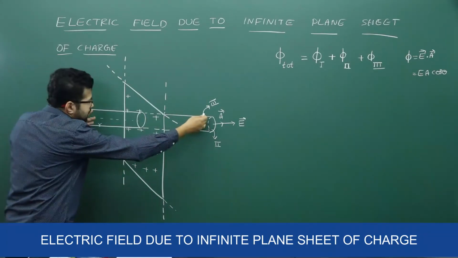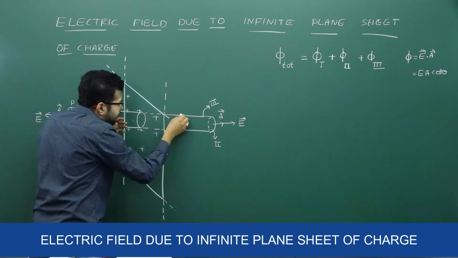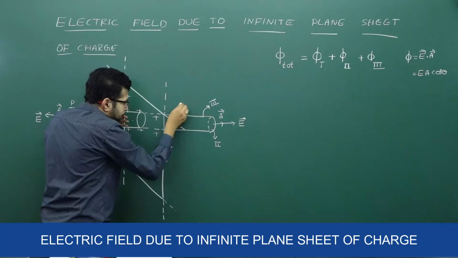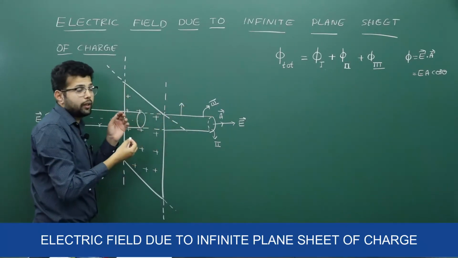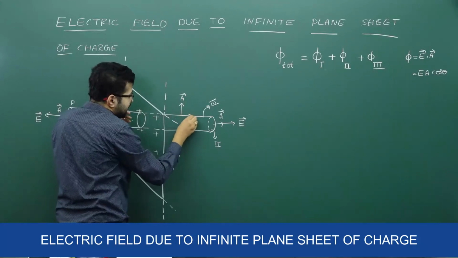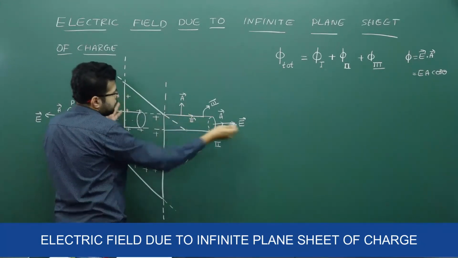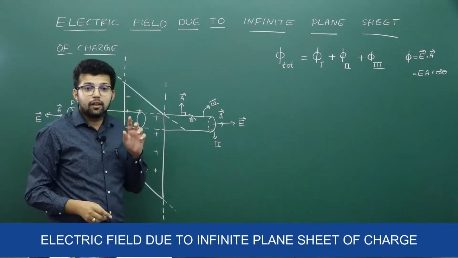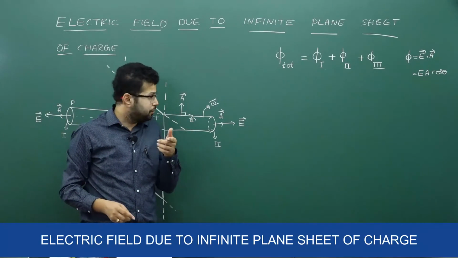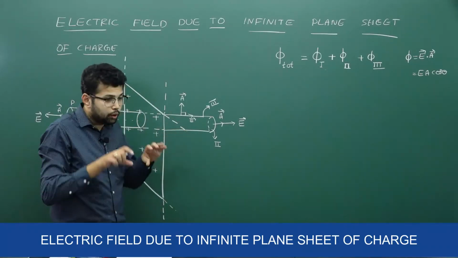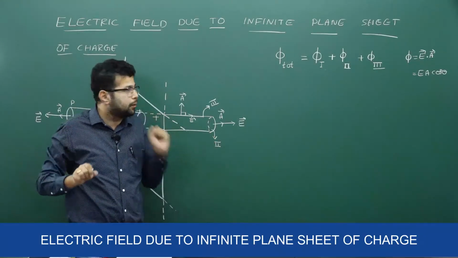If I consider the third surface, this is the third surface. Here if I consider some point, the area vector is perpendicular to the surface, correct? Now, the outward normal, this is the direction of the area vector. And what is the direction of the electric field here? This is the direction of the electric field, away from the positive charge. The angle between the electric field and the area vector is 90 degree, cos 90 is 0. So, therefore, the flux through the curved surface of the cylinder is 0.